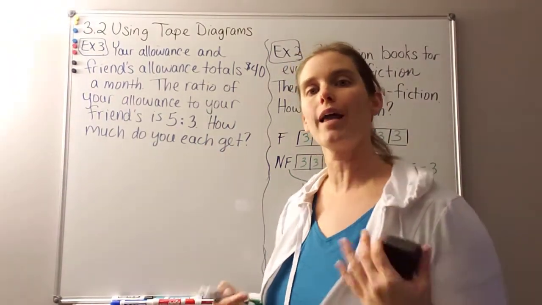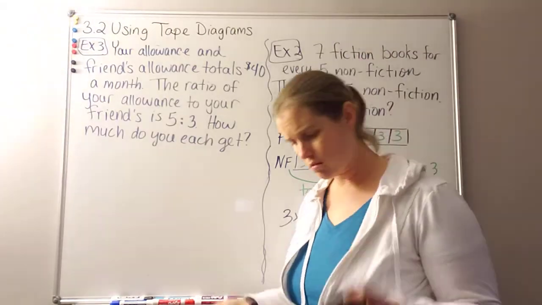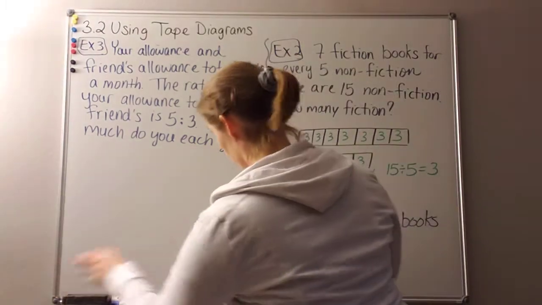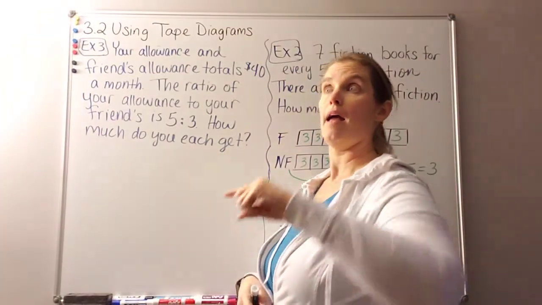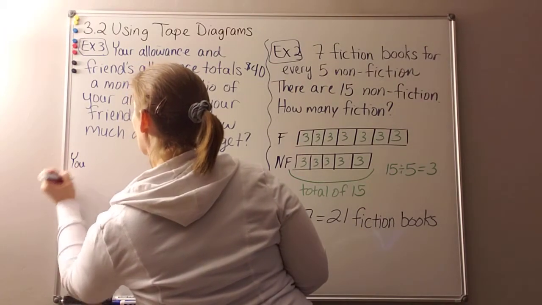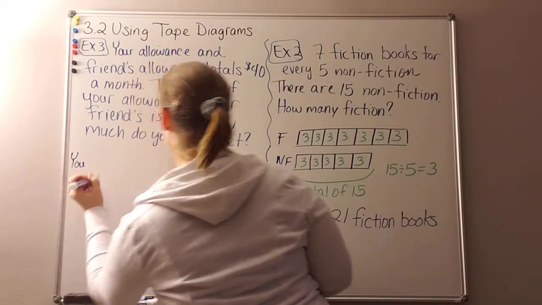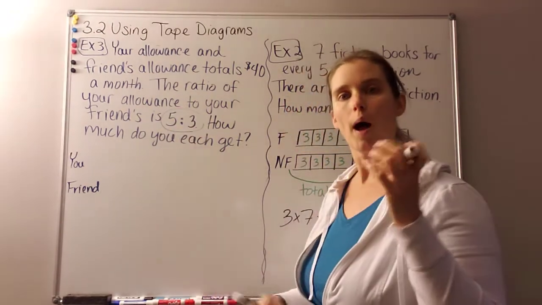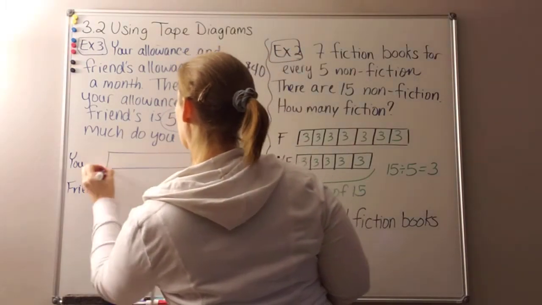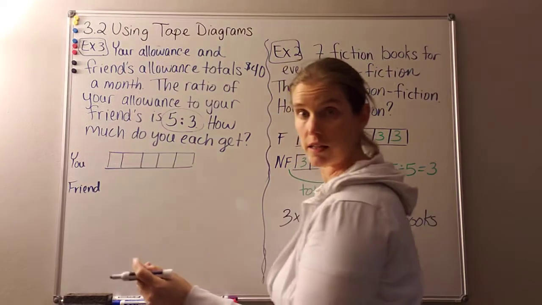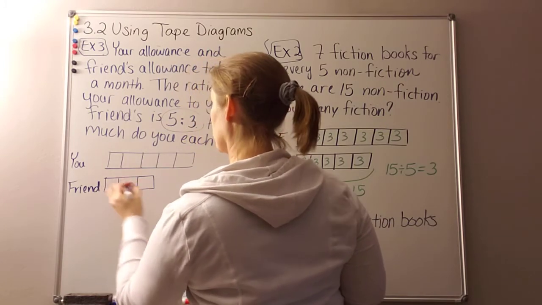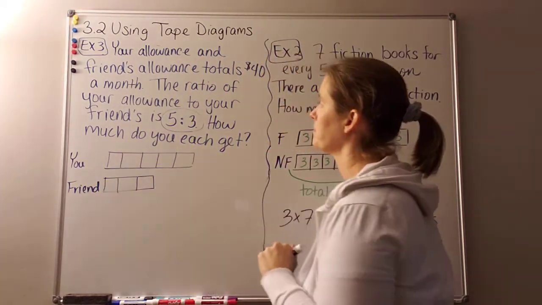We're going to solve this by drawing out a tape diagram. Now, as we do that, how are we going to represent it and in what order? Hopefully you've now said, we should put mine on top and my friend's on the bottom because I was listed first. Correct. So here's you, here's your friend. And the ratio was 5 to 3. So how many boxes do you draw? 5, good. And how many for your friend? 3, very good. So there's our ratio of 5 to 3.